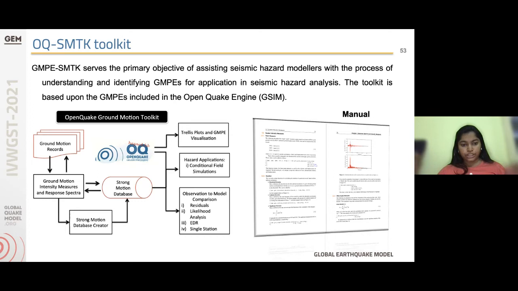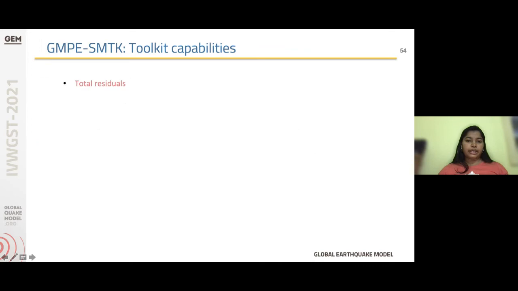Some of the capabilities of the OpenQuake Ground Motion Toolkit are that if you have a time history, it can generate a spectrum. It can estimate the ground motion intensity measures, and then it can do all these residual analysis and likelihood tests and EDR tests and single station analysis. The toolkit comes with a lot of capabilities. And as I said earlier, the toolkit is open source, and the manual is also publicly available, and it is very well explained with examples as well. So we encourage all the users to make use of it.